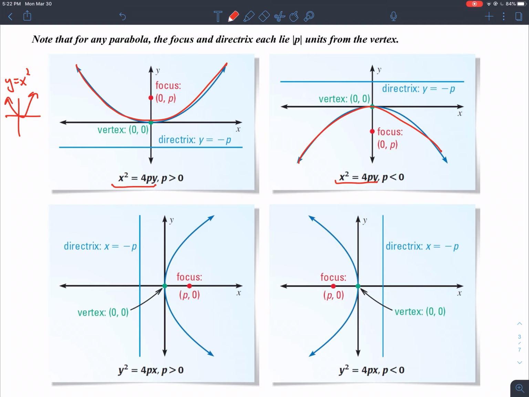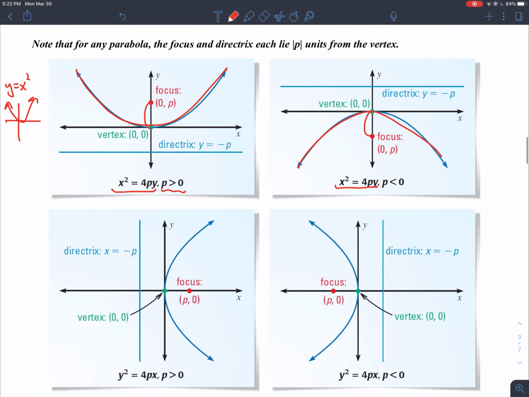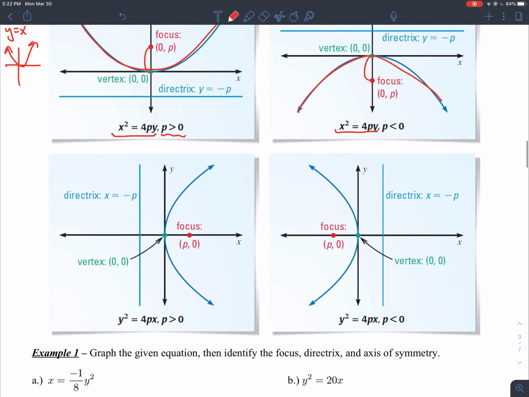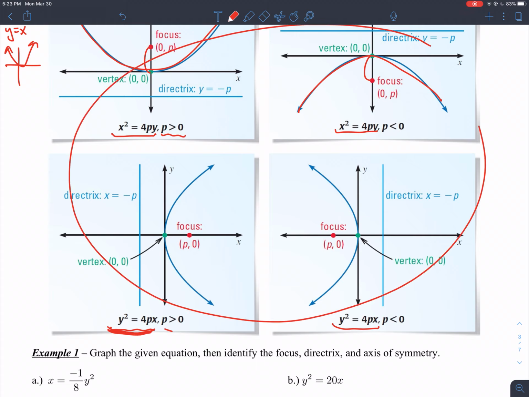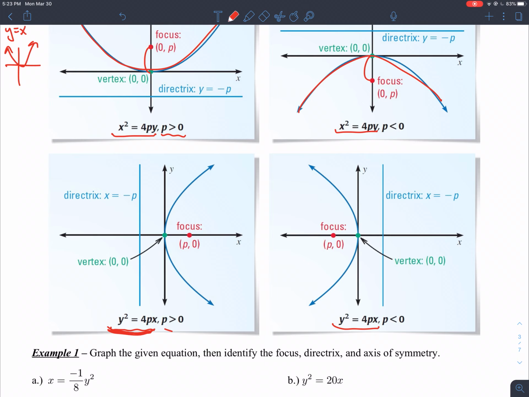And when does it open up? It opens up when P is positive. So when this distance is positive, it opens up, and when this is negative, it opens down. So when you do some work and you get a negative P, you know the parabola opens down. And if it's positive, it opens up. Alternatively, if your formula for your parabola has a y squared in it, then the parabola opens left or right. Y squared parabolas open left or right. And again, if P is positive, it opens right, and if P is negative, it opens left. So that's what these four boxes give you. That's what that's supposed to show you.